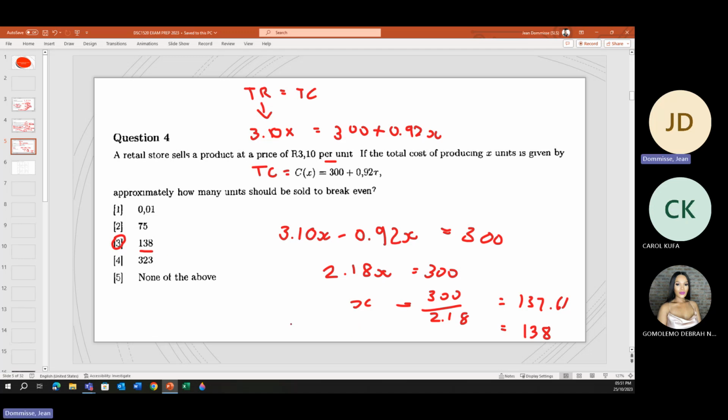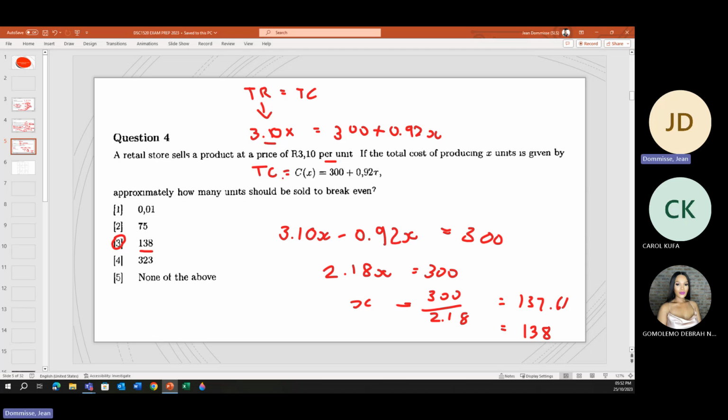Okay, so this one is nearly straightforward. You just need to know what break even is. Break even is when your total revenue is equal to your total cost. They tell you how much a unit costs, so that is how you will sell it.